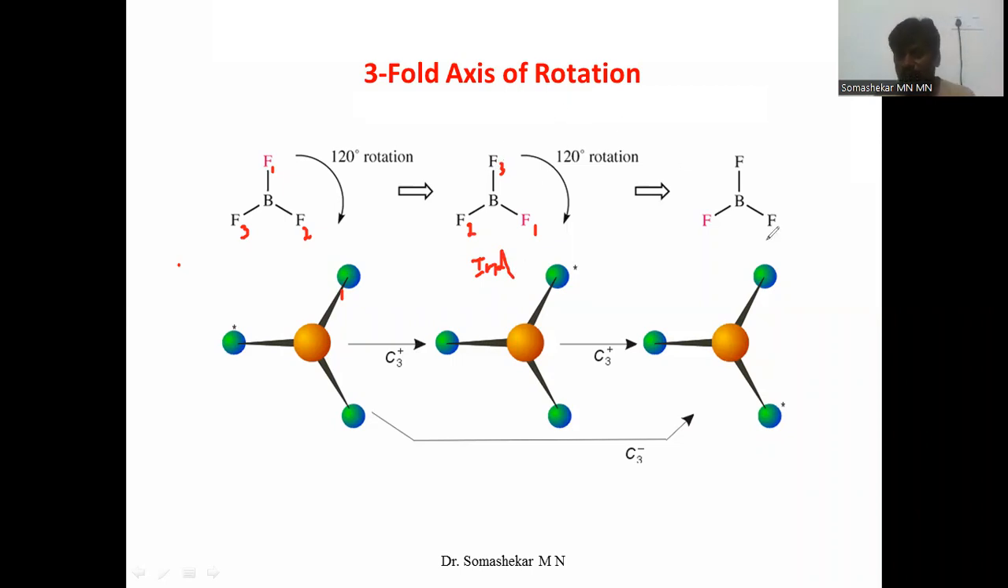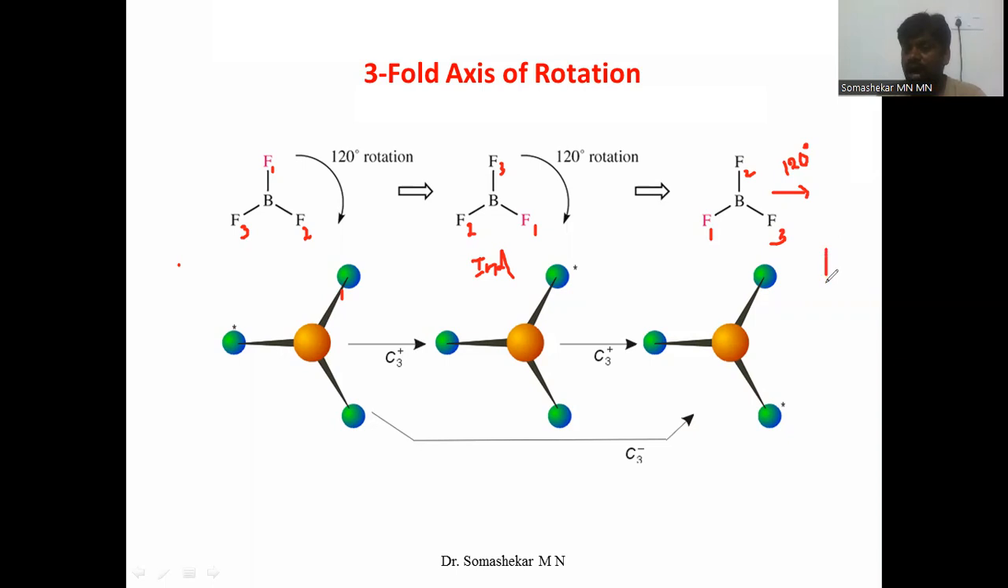Again, if you rotate 120 a second time, this F1 comes here, F2 and F3, right? After rotating a second time, 120, 120, now you compare with the first molecule. Are both the same? No, it is not the same molecule. So that's why it is an indistinguishable molecule. One more time, if you rotate 120, let us find out whether it is an indistinguishable or identical molecule.